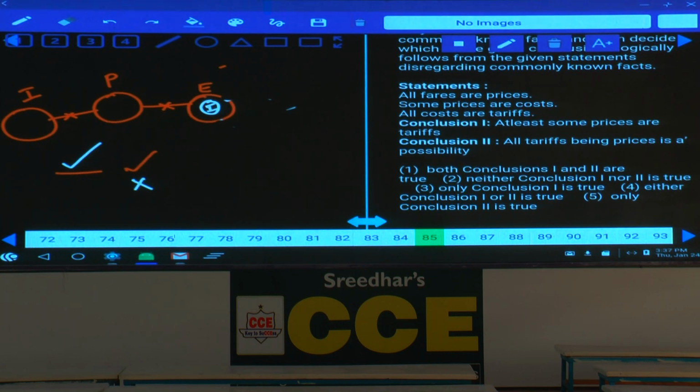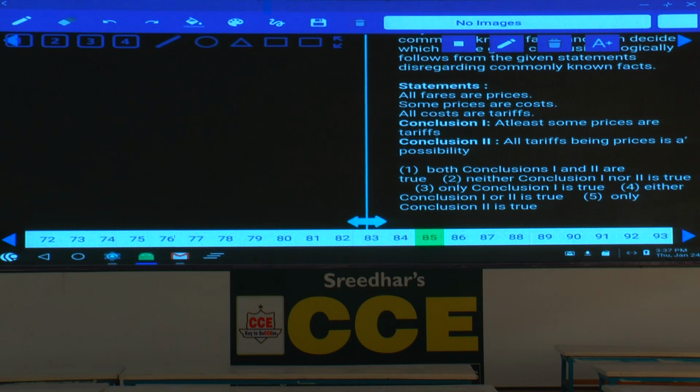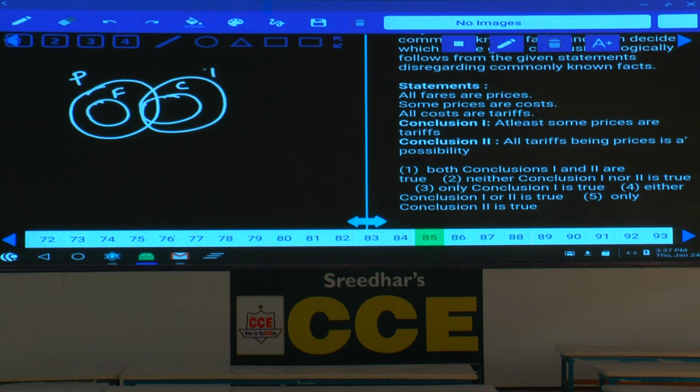Then 85. Now question number 85, all fares are prices. All these fares are what? All fares are prices, and some prices are cost, all costs are tariff, all these costs are tariff. Now this is the basic diagram. All fares are prices, some cost are prices, and all costs are tariff.